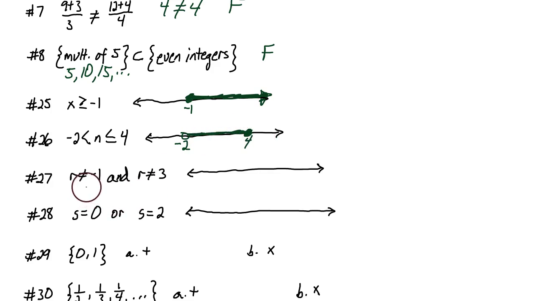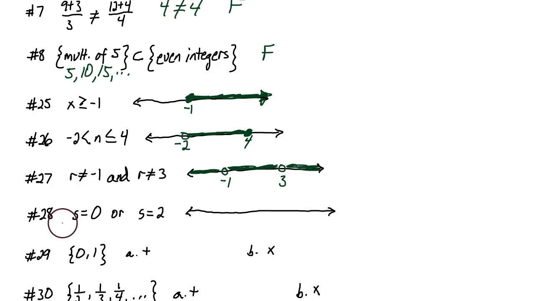Number 27. Shade everything that is not equal to -1 and it's not equal to 3. Well, here's -1 and here's 3. We want it not be equal to -1, so an open dot. And not be equal to 3, so an open dot. Let's shade everything else. We're shading over all the numbers that are not -1 and they are not 3.